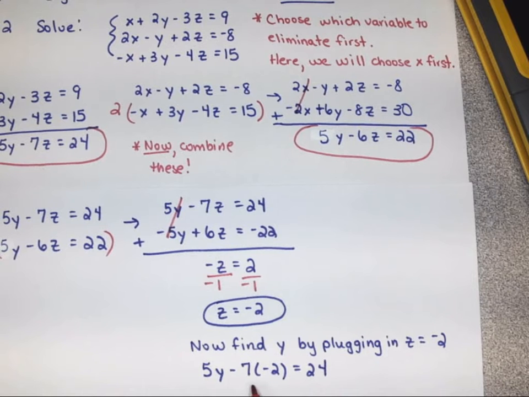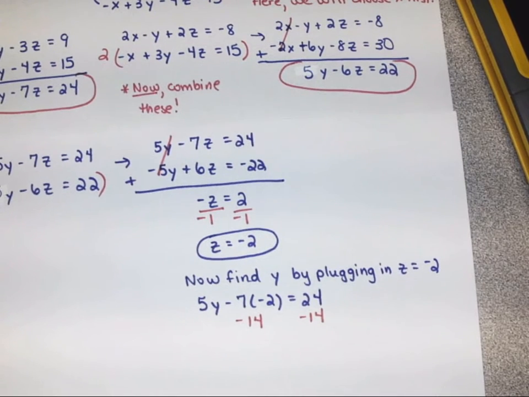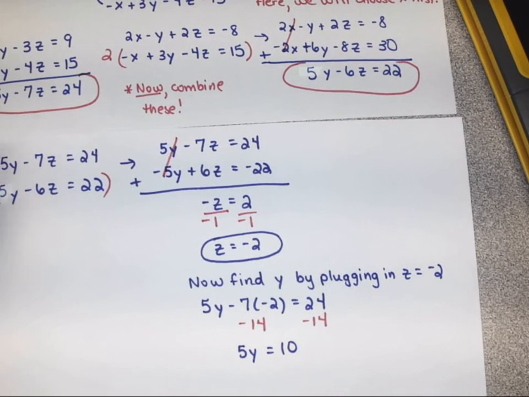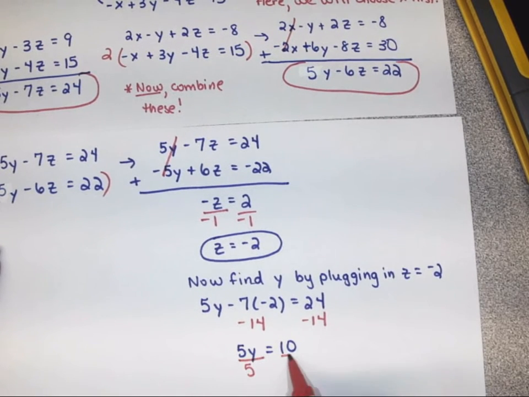So be careful with your signs. This would be positive 14, right? And then I would subtract 14 from both sides. So this will be 5y equals 10. So what is y then? Y is 2. So now we're 2/3 of the way.